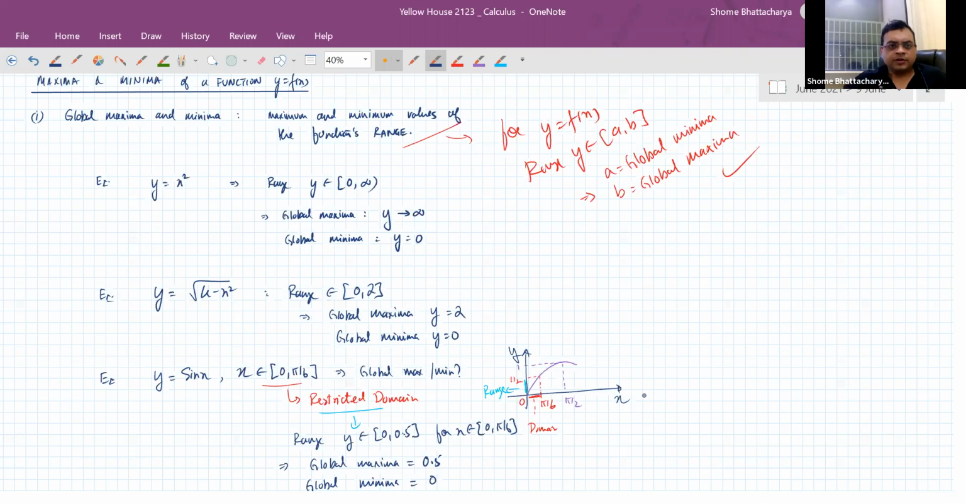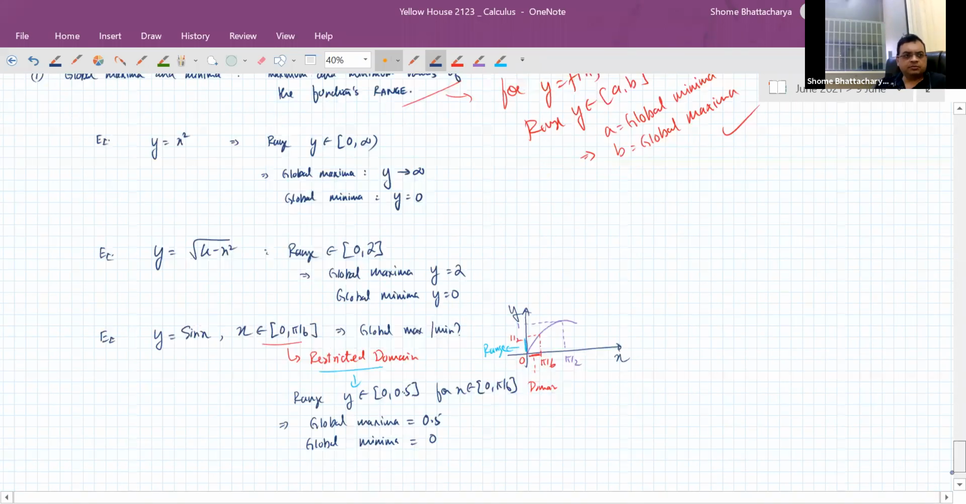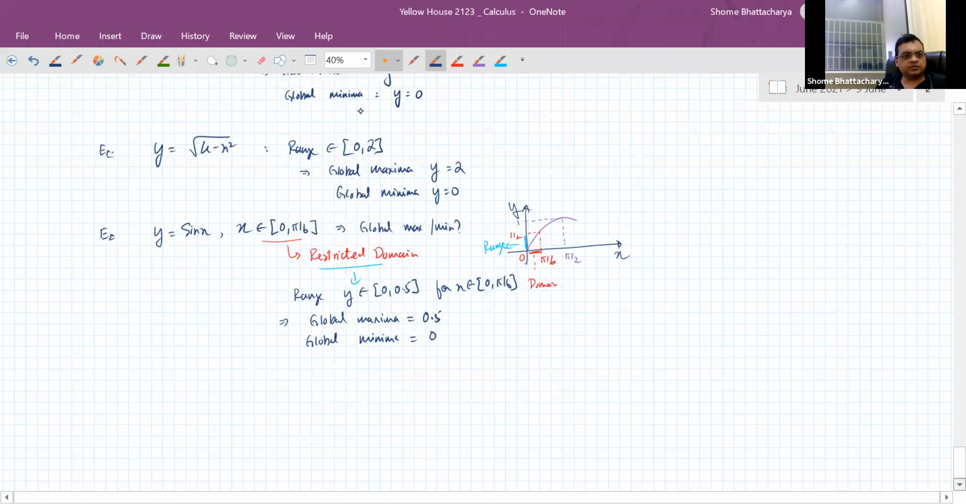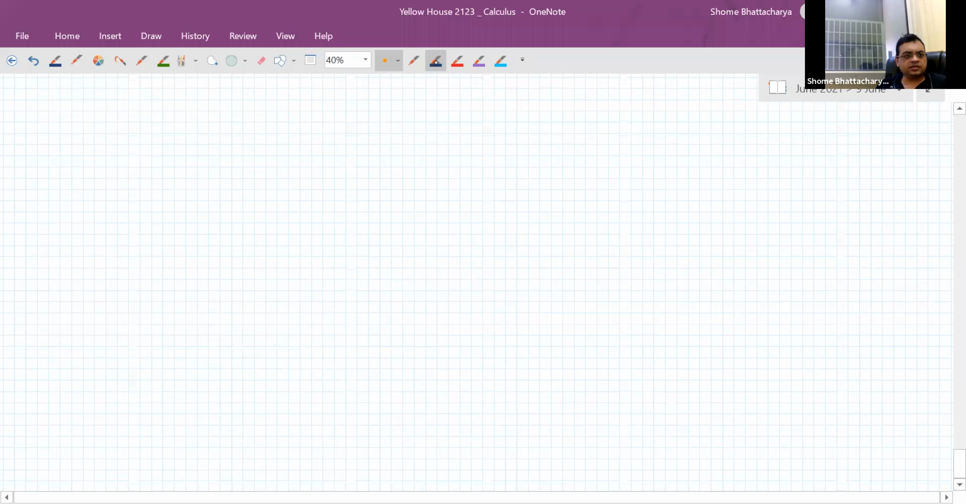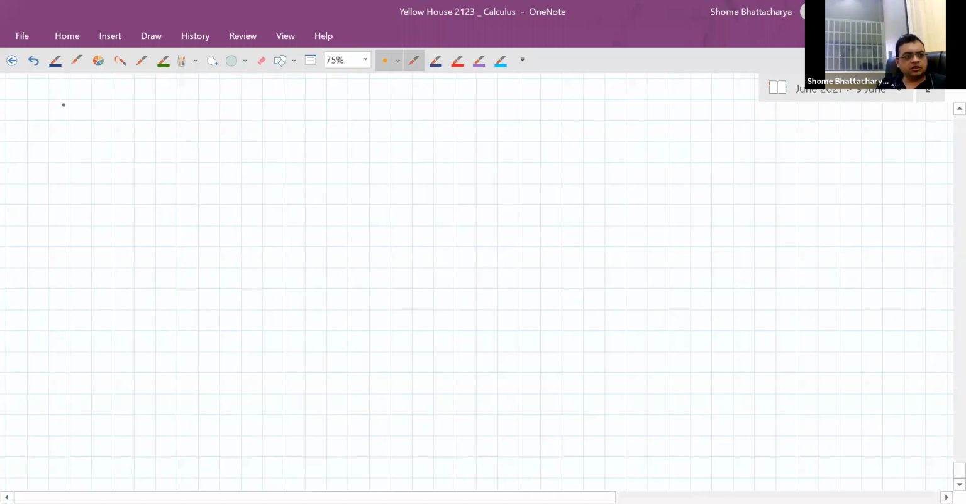Okay, so that's about global maxima and minima. Now we have a more interesting term called local maxima and minima, and that is where the analysis of calculus becomes more important. So let's now, the term local maxima and minima itself is a little bit more abstract. So let us understand that by understanding it visually first.